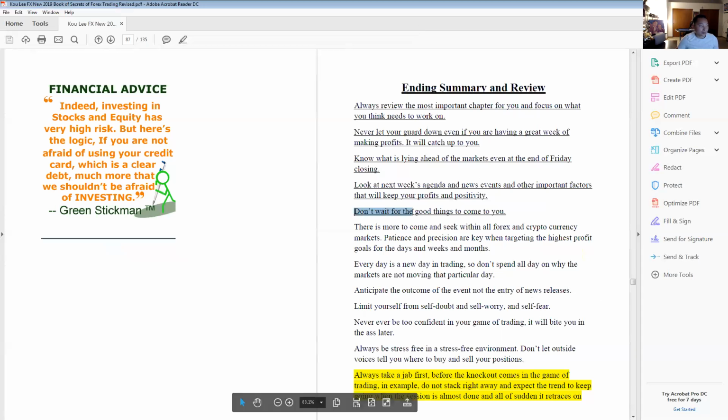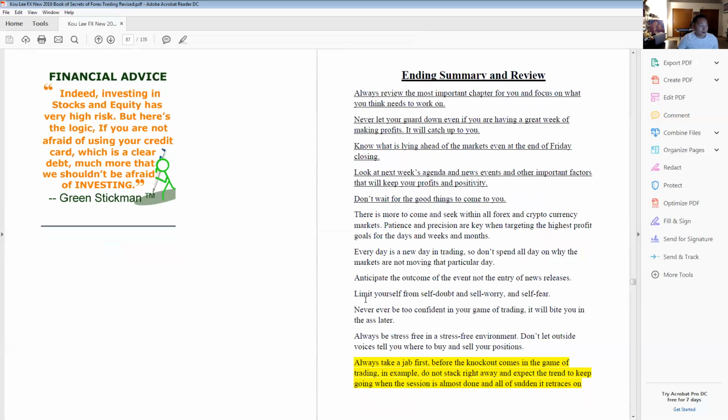Yeah, this is pretty good. Don't wait for good things to come to you. You want it, chase for it. You want it, work for it. You gotta do it for yourself. And another good thing right here.